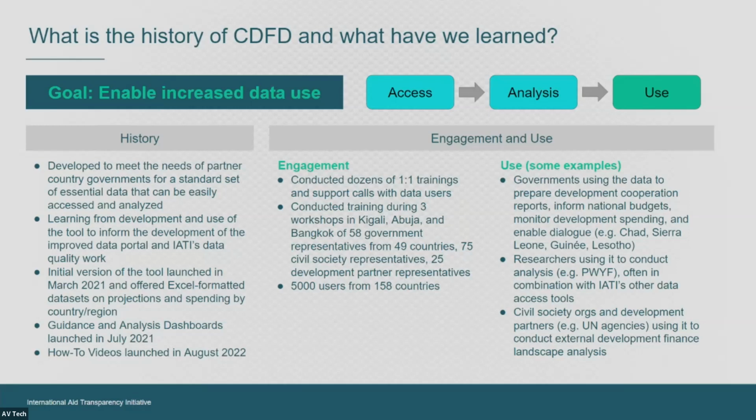The initial version of the tool was launched in March of 2021 after conducting extensive consultations with governments on what information they needed and what format they needed this information in to be able to make use of this information at the country level. When we initially launched, the tool was a subset of IATI data that was processed and presented in an Excel spreadsheet to enable easy analysis and pivot tables. We launched it with guidance and analysis dashboards. And last year, we also launched some how-to videos to help data users understand the data and understand a bit more about how to analyze it.